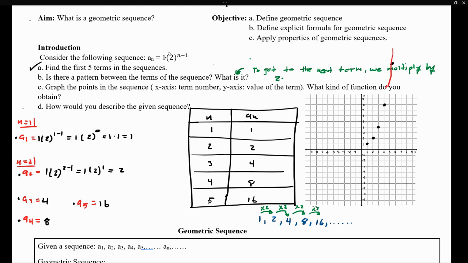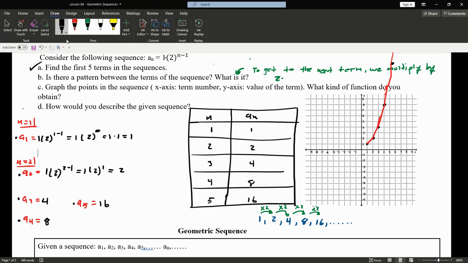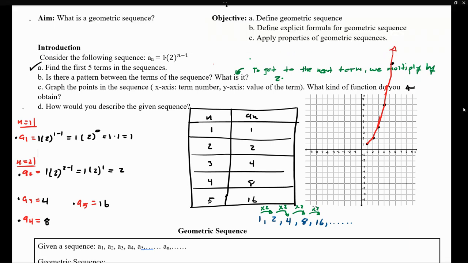Because if we were to plot this, if we were to connect those points, I mean, we know that this is going to increase infinitely. But what kind of a function do we seem to have here? Notice that we seem to have an exponential function. We seem to end up with an exponential function.